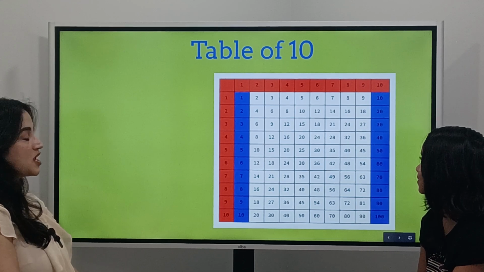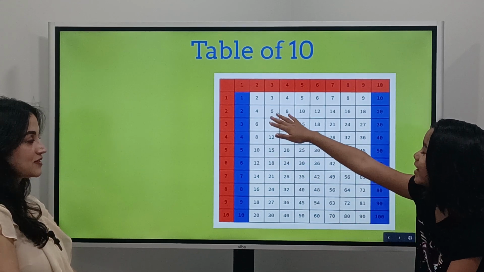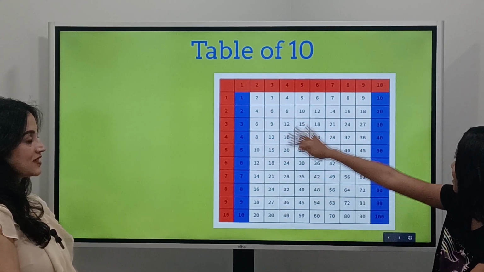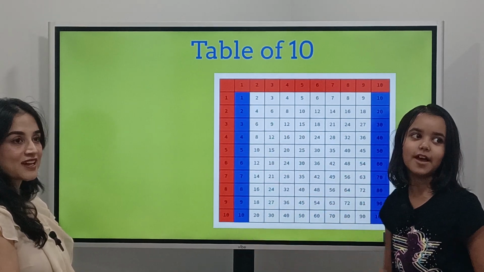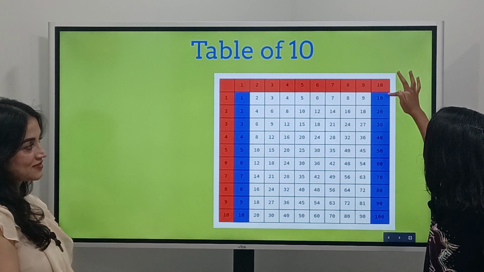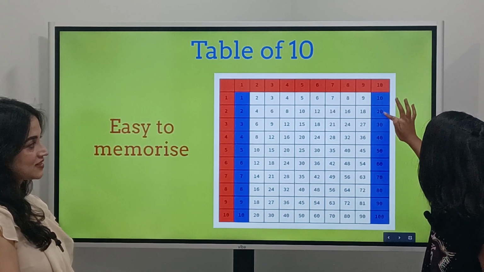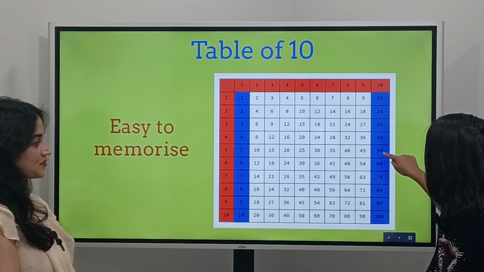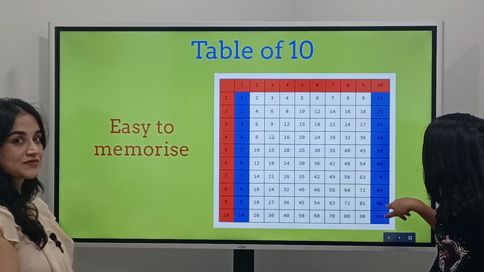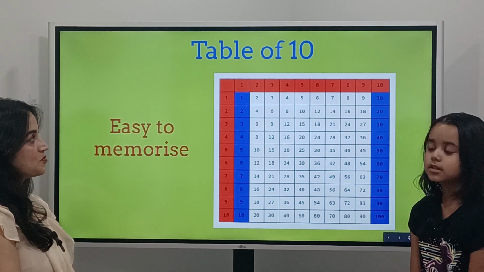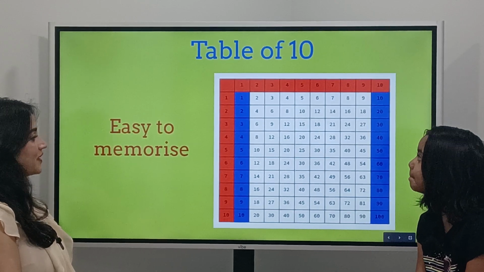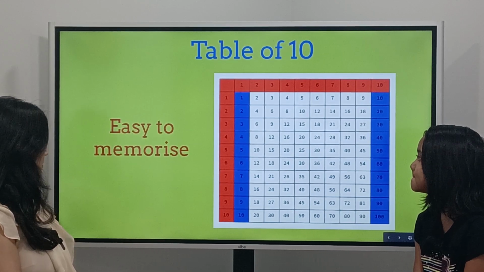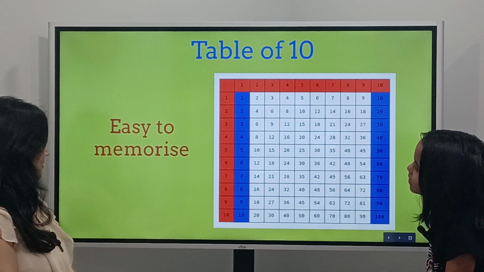Okay, so table of 10. By the way, the ones that are highlighted, do not care about those. We're not talking about that. But if you can see, this is 10, this is 20, this is 30, this is 40, 50, 60, 70, 80, 90, 100. So basically, we're going to focus on table 10 in this video. Next slide. Easy to remember.